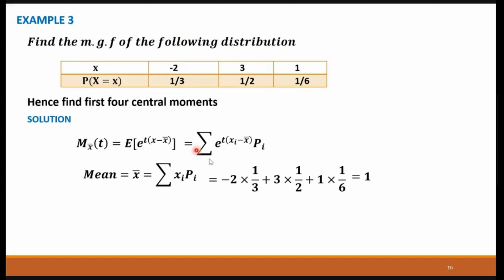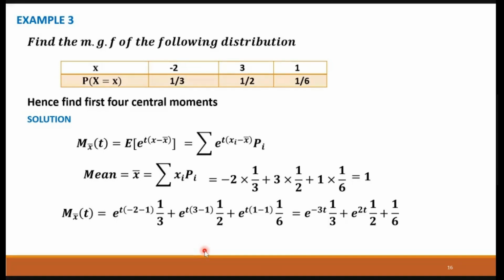तो अभी हमें क्या करना है, x बार के बदले 1 पुट करना है। तो we will get t into minus 2 minus 1, 3 minus 1, 1 minus 1, हर एक जगह x बार के बदले 1 यहाँ पे पुट करना है। So when we expand that, we will get e raised to t into xi के बदले minus 2, x बार के बदले 1, corresponding probability is 1 by 3. फिर xi के बदले 3, x बार के बदले 1, the corresponding probability 1 by 2. Similarly, x is 1, x bar is also 1, 1 by 6. So we get this as the moment generating function, which is e raised to minus 3t into 1 by 3 plus e raised to 2t into 1 by 2.